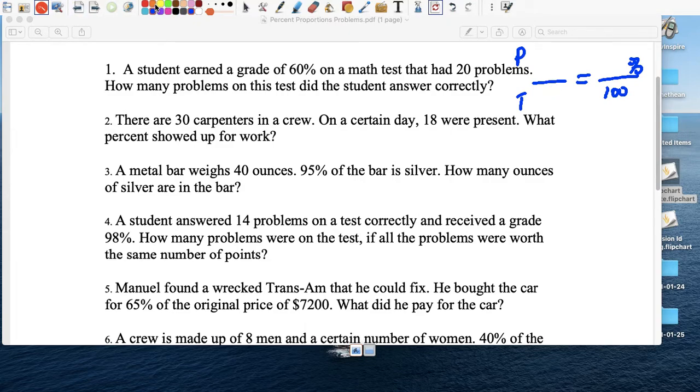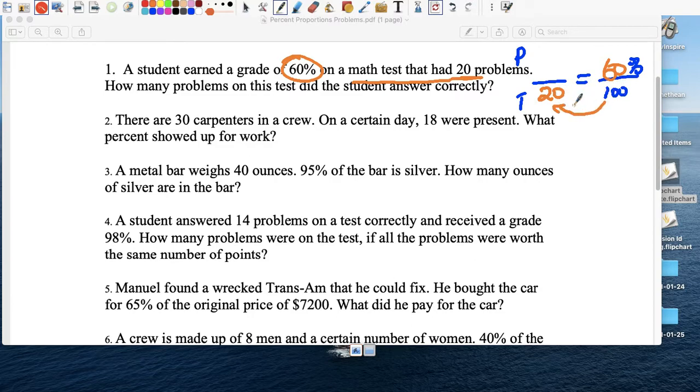Oh, vamos a poner los números. Let's put the numbers. So, 60% goes here. Now, this one you have to ask 20. The math test in examen tuvo 20 problemas. They had 20 questions, 20 problems. Is that the part or the total? Sorry, it's the total. Es el total, right? So, de 20, ¿cuánto tuvo correcto? Out of 20, how many did it get correct? So, we're going this way.